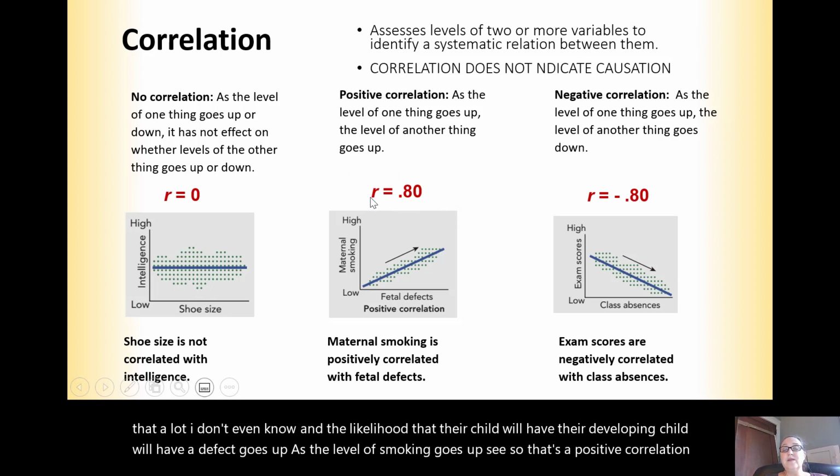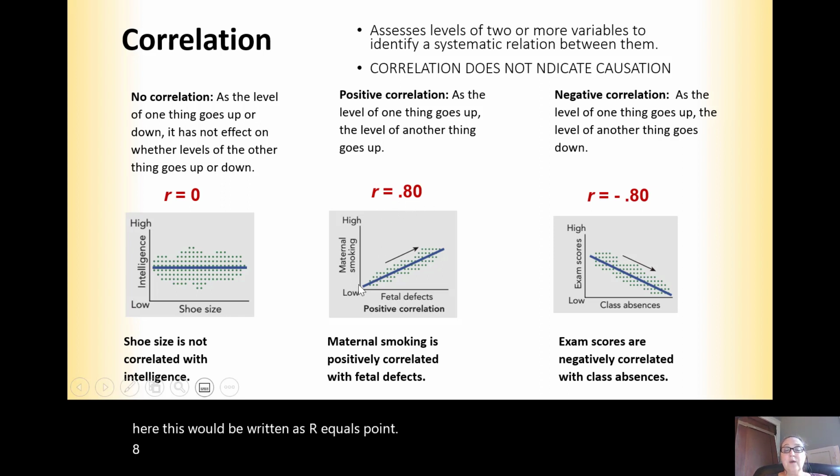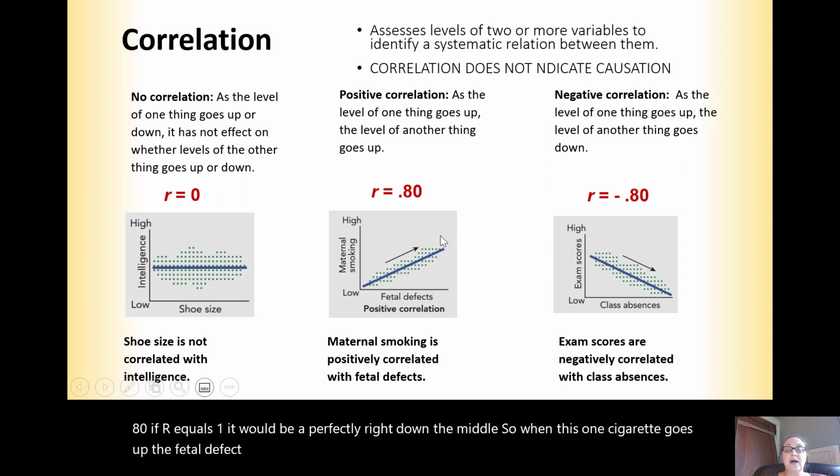Here, this would be written as R equals 0.80. If R equals 1, it would be perfectly right down the middle. So when one cigarette goes up, the fetal defect goes up. But here it's not exactly a perfect correlation.